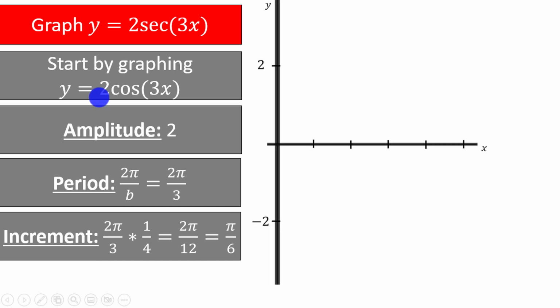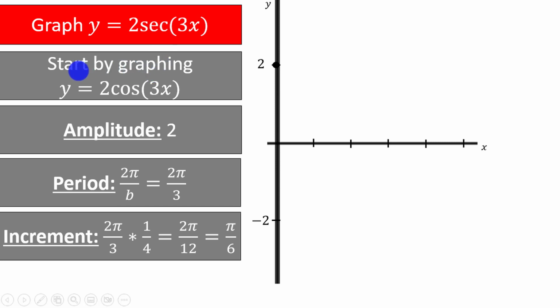Let's graph y equals 2 times the cosine of 3x. We will then use that graph to graph y equals 2 times secant of 3x. We know that typically a cosine function starts at its maximum and then decreases from there. In this case, since our amplitude is 2, the maximum will be at 2, so we start our graph at 0, 2. My general strategy for graphing secant or cosecant is to include 3 vertical asymptotes on the graph.